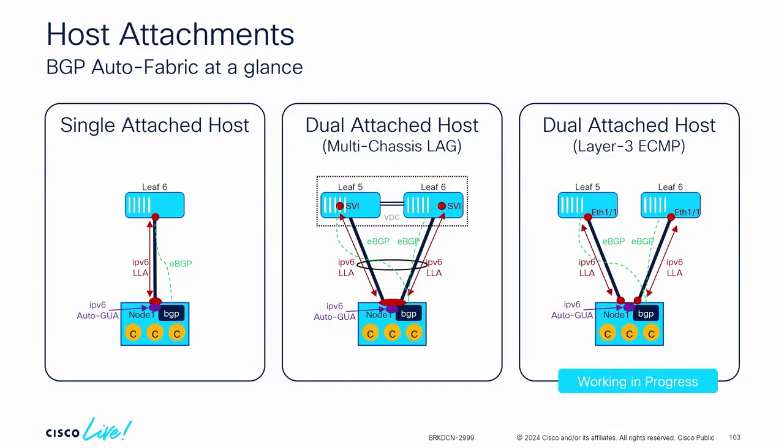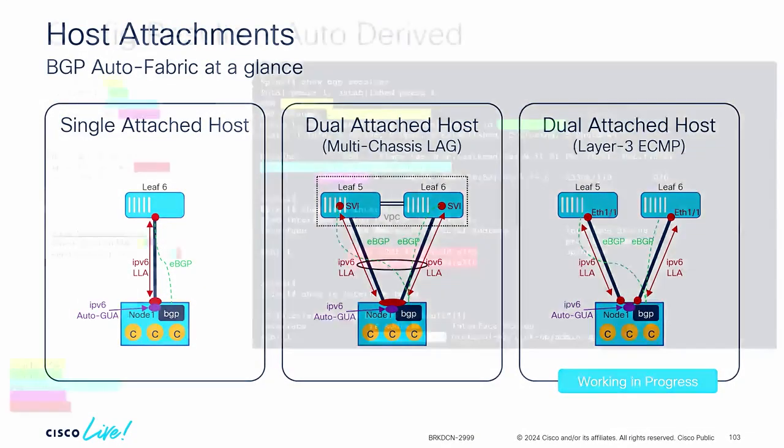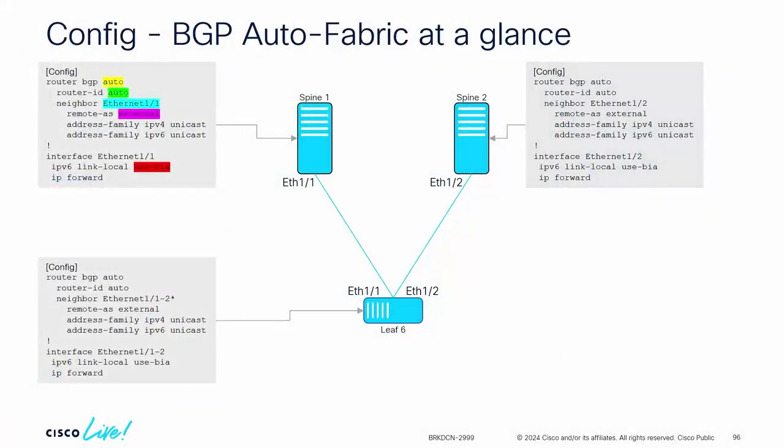Now, you can use this configuration for leaf to spine and spine to core, right?